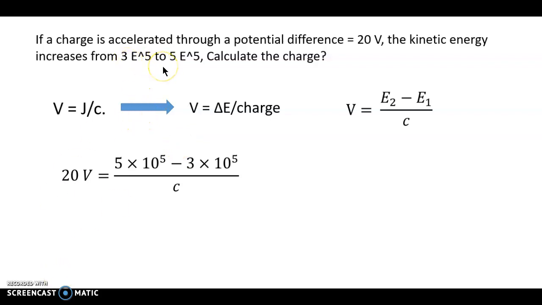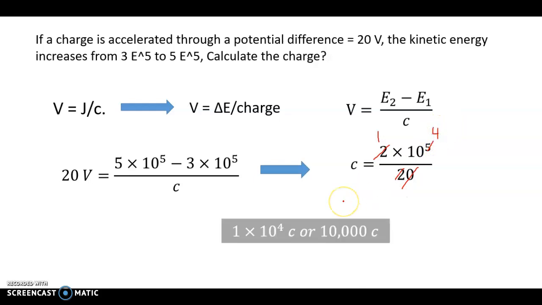Okay. Here I corrected the mistakes. 5 times 10 to the 5 minus 3 times 10 to the 5 over charge. And now 5 minus 3 equals 2, and keep the power since they are equal, and solve for charge. Volt comes down here. So now charge equals 2 times 10 to the 5 over 20. Using your calculator, or you could cancel 2 by 2, and 0 by 0, and it becomes 10 to the 4. So charge equals 1 times 10 to the 4 coulomb, or 10,000 coulomb. This is how we calculate the amount of charge in this circuit.